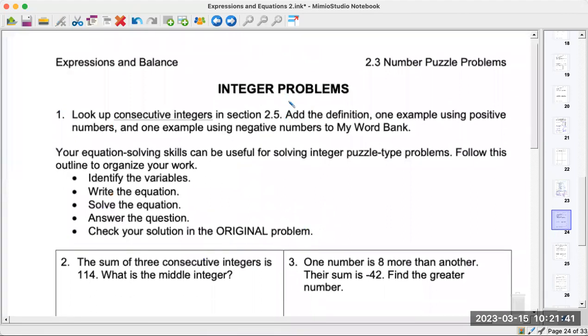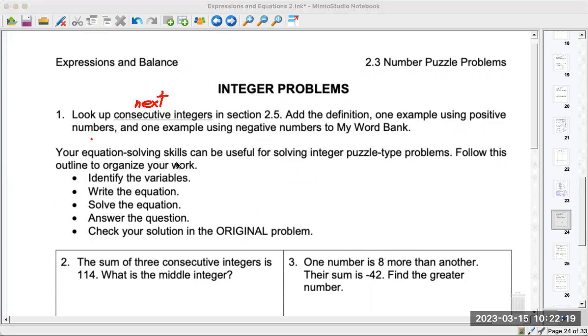Integer problems. These are all integers. Integers are whole numbers, including 0, including negative numbers. Look up consecutive integers in section 2.5, which is at the end of your book, but remember they're one after another, or they're next to each other on the number line. Consecutive means next. Add the definition using positive or using negative. Now we added that to the word bank in the beginning of our lesson.